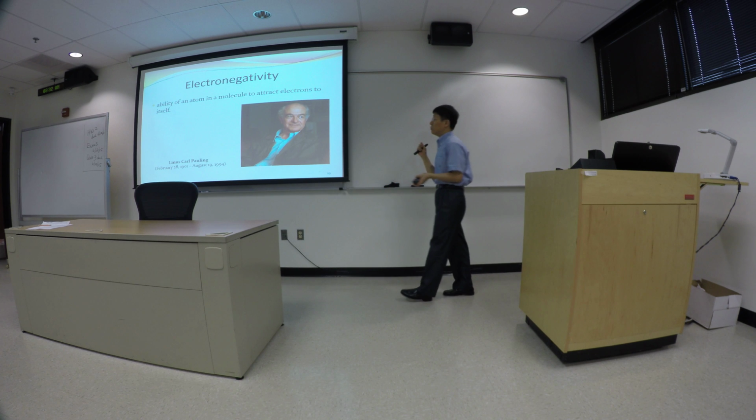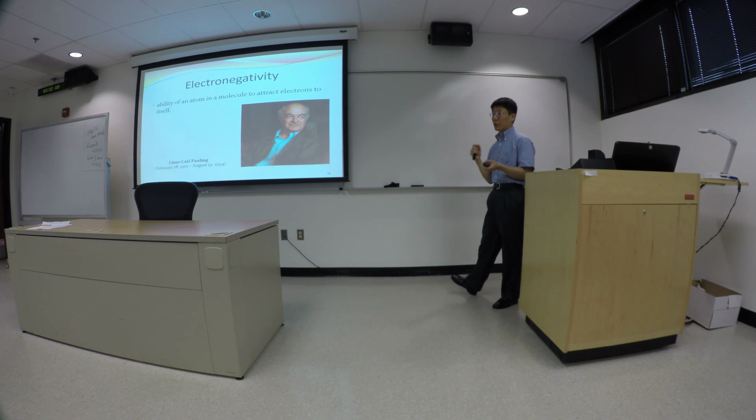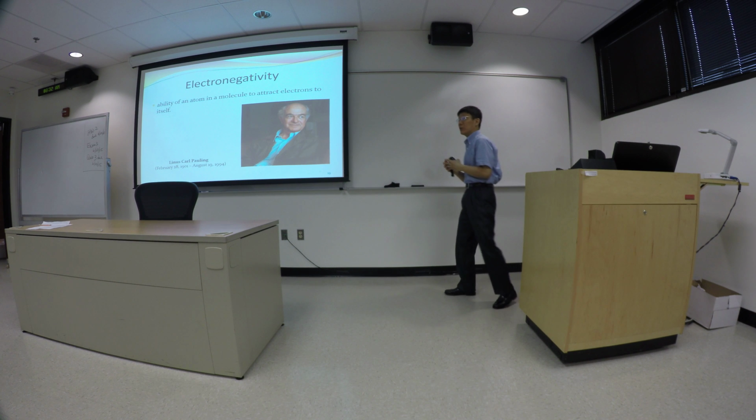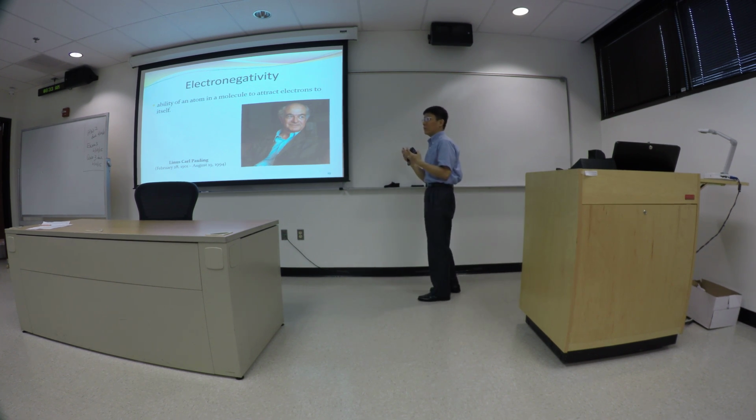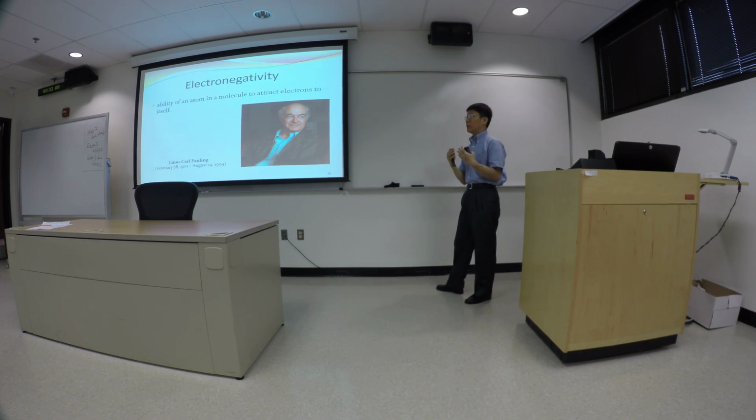Electronegativity is the ability of an atom in a molecule to attract electrons toward itself. If you have two hydrogen atoms, each with the same ability to attract electrons toward itself, then we say you have an equal sharing. The electron pair will stay right in the middle, between the two hydrogen atoms.